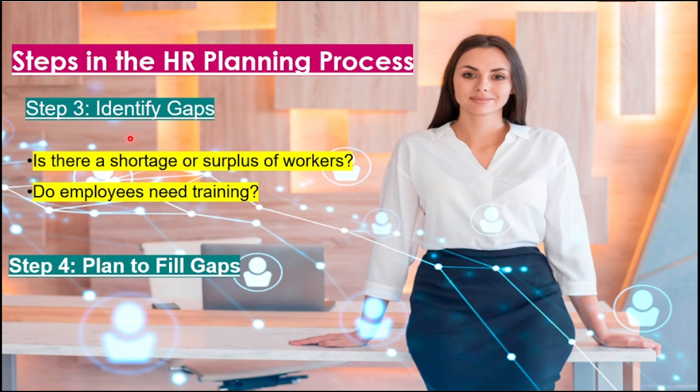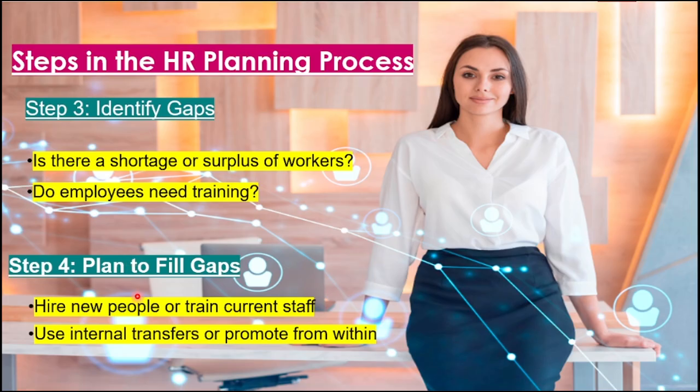Over here we are identifying. At number 4 we are planning to fill gaps. What it says: hire new people or train current staff. To fill the gap, we're going to hire new people or train the current staff or current employees. Secondly, use internal transfers or promote from within the company, within the organization.